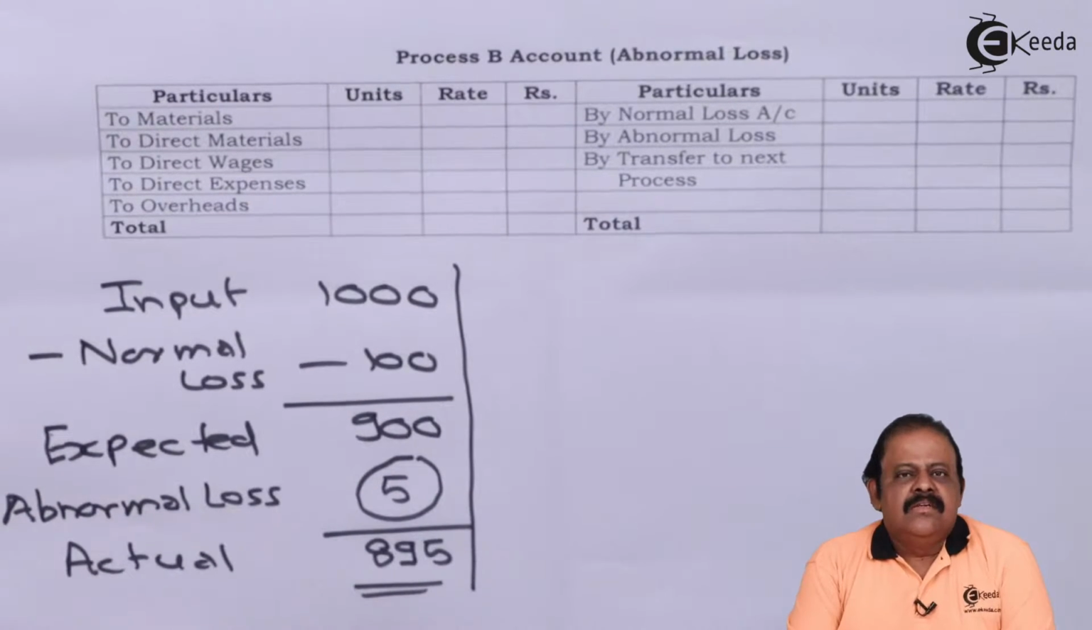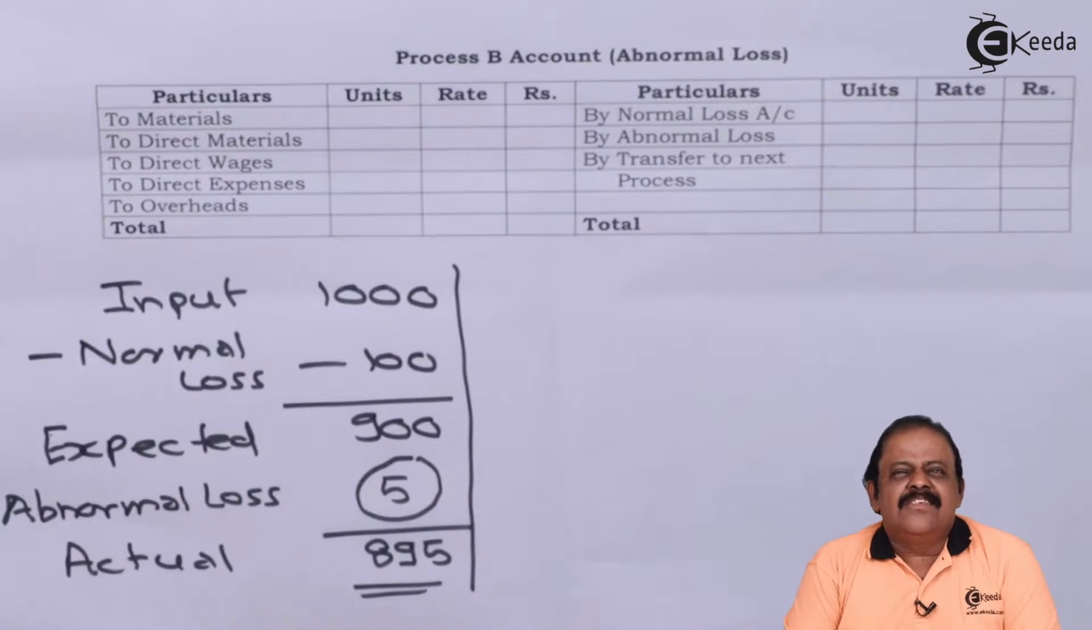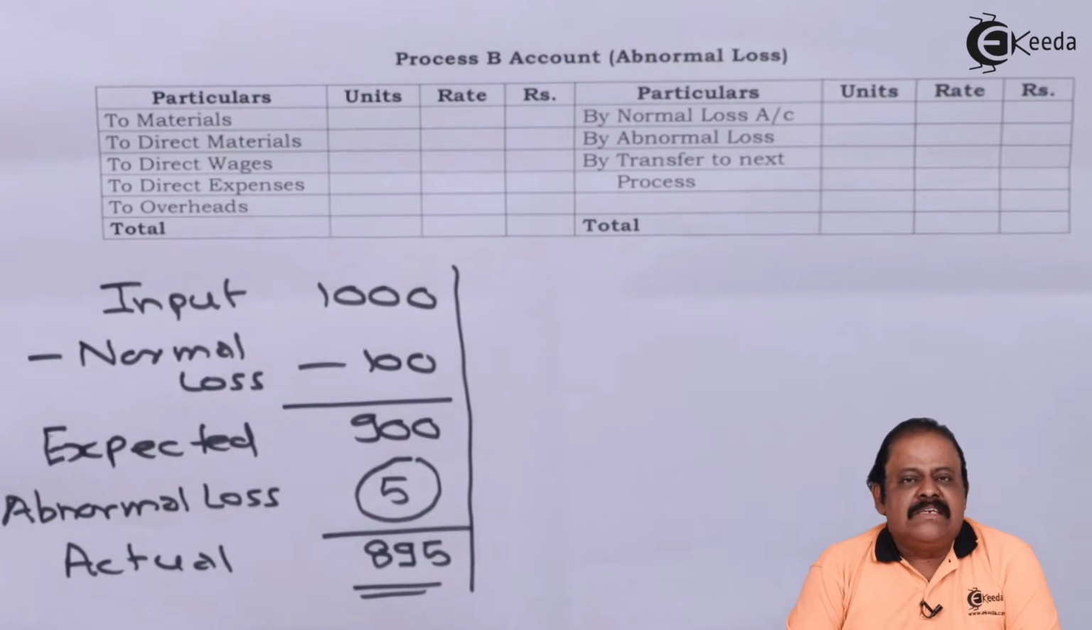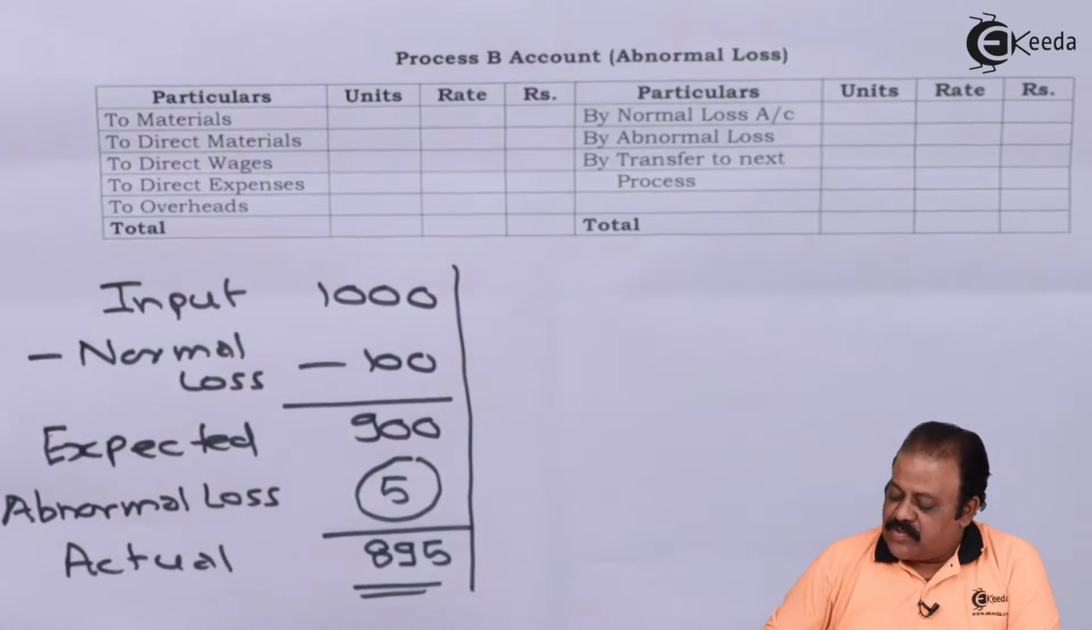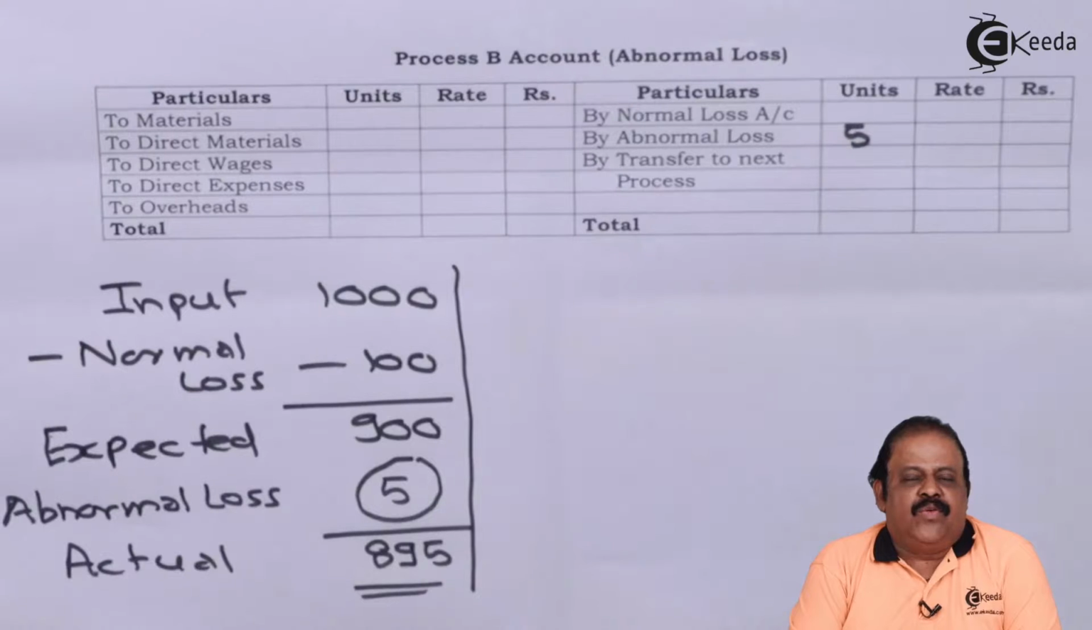Now what is abnormal loss? The loss which is not expected. What is expected is normal loss; what is not expected is abnormal loss. Why does abnormal loss arise? If the quality of material is bad, if the worker is not expert, if machinery is not properly maintained, then there is a possibility that over and above normal loss, we may come across abnormal loss units. These abnormal loss units are losses for the process. Abnormal loss is also recorded to the credit of the process account. In the units column we will record 5 units.